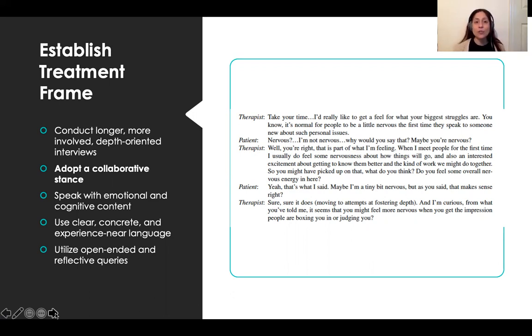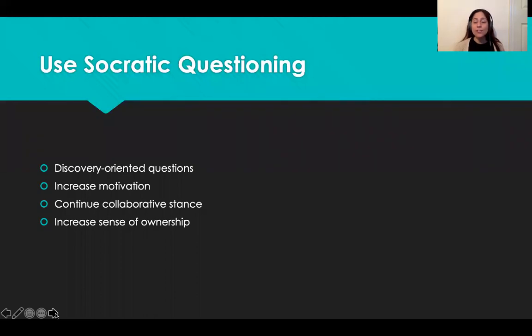It's also helpful to use open-ended and reflective queries to get the client talking and allow them to lead the session rather than using yes or no questions or making assumptions about what you think the client is going to say. You also want to use Socratic questioning or dialogue. This involves asking discovery-oriented questions to facilitate cognitive change. For example, what would the benefits be of talking about this issue with your partner? And then seeing what happens and what the client says.